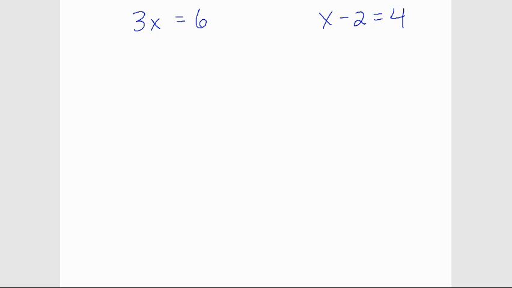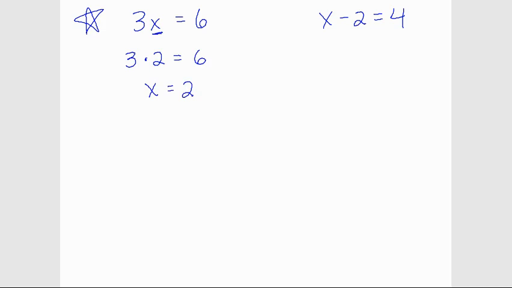Now, this first one I have here for you is just 3x equals 6. Put it plain and simple, that would be 3 times an unknown is equal to 6. So we've got to think, what number times 3 equals 6? And that might jump off the page right away. So we think 3 times 2 equals 6. So my answer, x, is equal to 2.